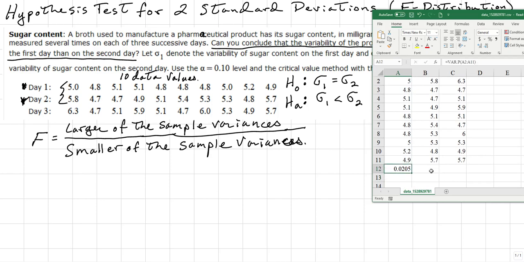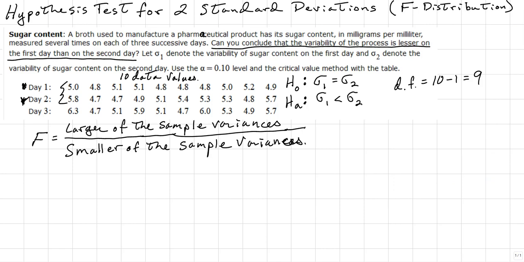Now, I could do that again for day 2 and day 3, but I don't need to, because I'll put the crosshairs on this little green square, and I will drag it across those two cells, and it automatically calculates the variances for me. So we'll note that this first variance is smaller than this second variance. So that means 0.1421 will go in the numerator and 0.0205 will go in the denominator. So let's go ahead and calculate that.